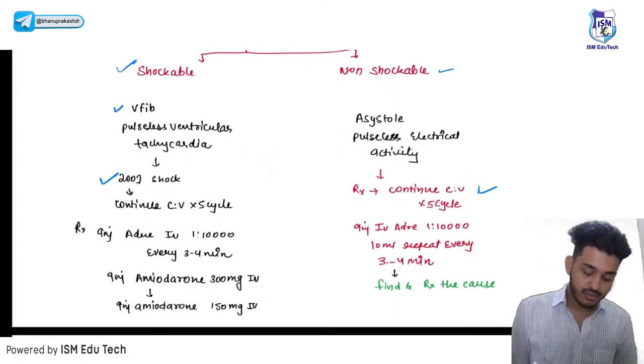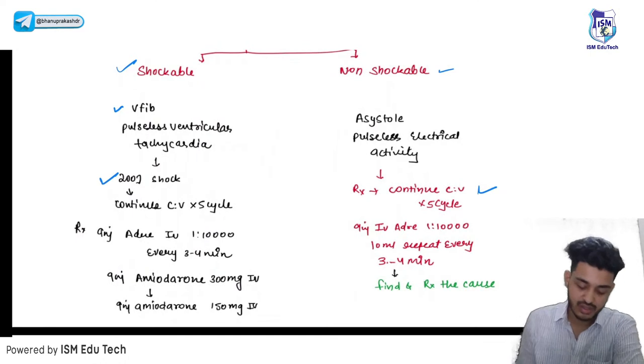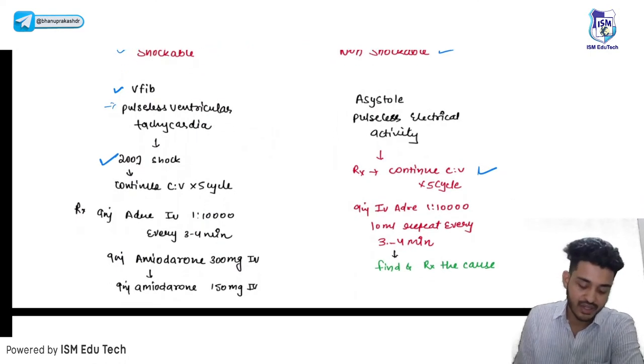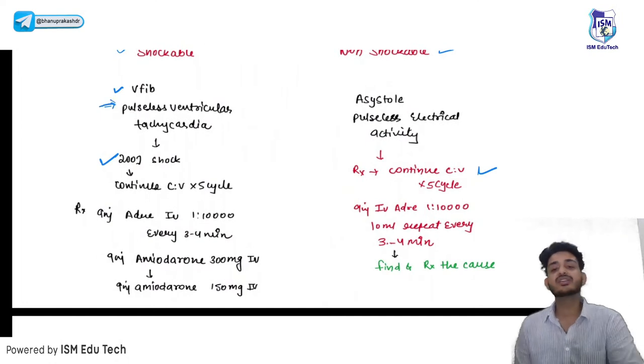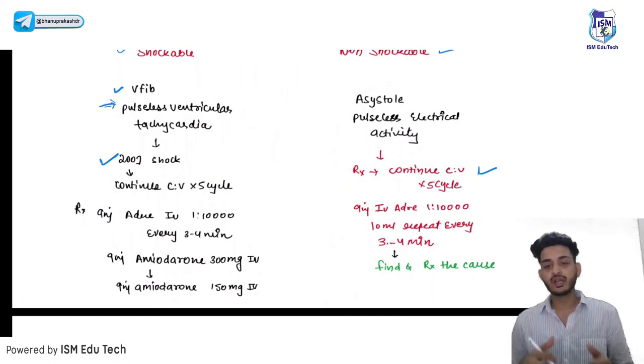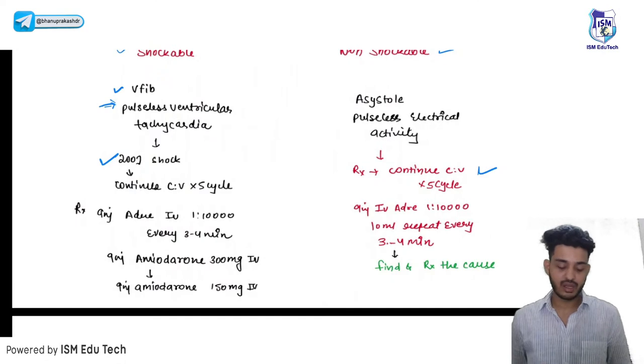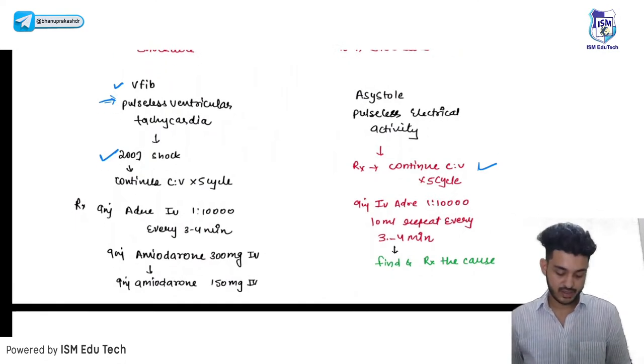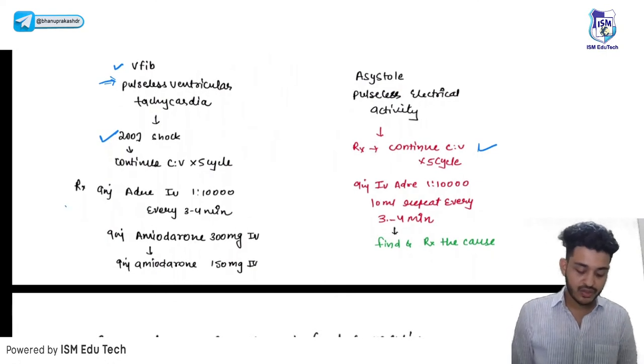Shockable rhythms are your ventricular fibrillation and pulseless ventricular tachycardia, and these are your shockable rhythms. The patient is at the shockable level. As soon as you charge, give the charge to the patient to normalize. Okay, then you will need to give some drugs.